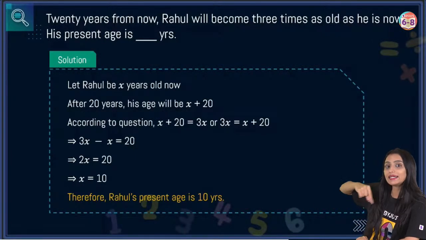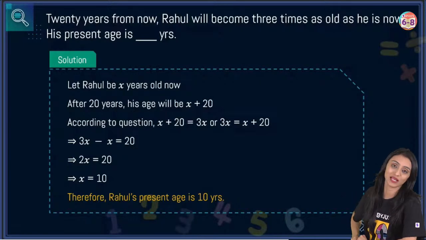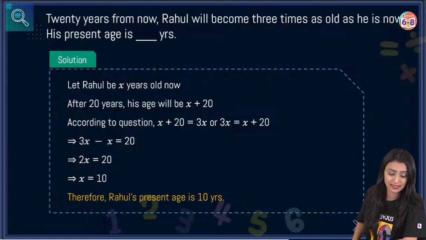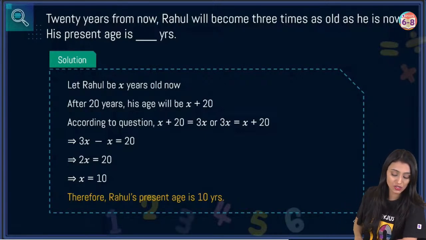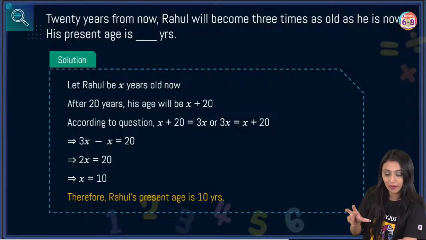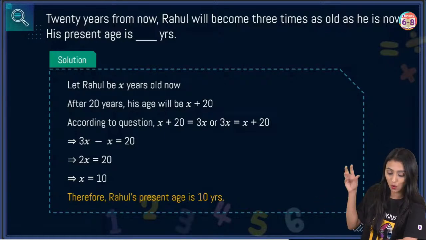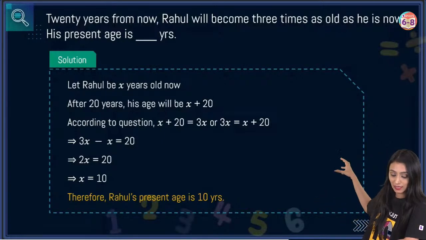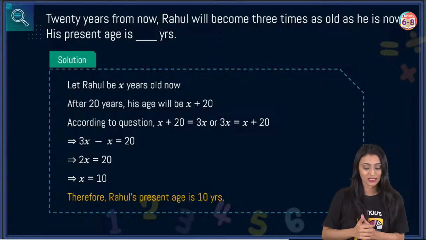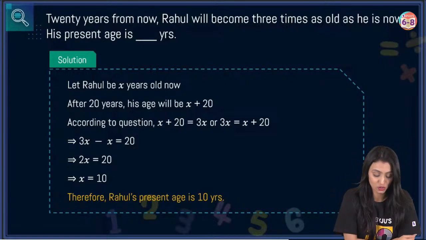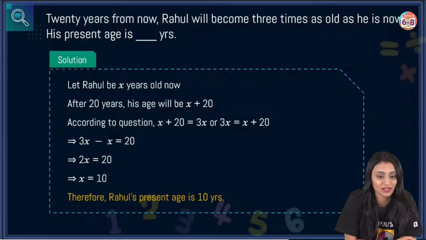When we are saying 20 years from now, Rahul will become 3 times as old as he is now. We don't know what Rahul's age is. Let's say right now he's x years old. So after 20 years, he's going to be definitely x plus 20. We'll add 20 to it. According to the question, Rahul will become 3 times as old as he is now. So 3x, that means x plus 20 would be equal to 3x. Let's rearrange them. Let's take variables on one side, constants on the other side. That's going to be x equals 10. So 10 years would be the answer.